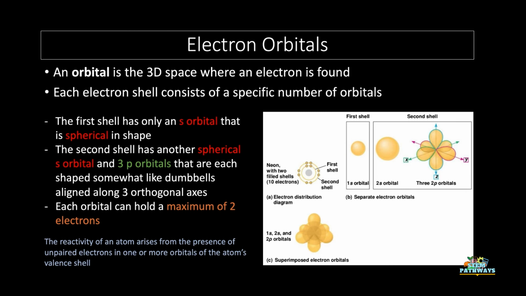A key takeaway when discussing orbitals is that no more than 2 electrons can occupy a single orbital, emphasized by the Pauli exclusion principle. And as stated at the bottom of the slide, the reactivity of an atom arises from the presence of unpaired electrons in one or more orbitals of the atom's valence shell. We will see this more when we discuss chemical bonding, and we will notice that atoms interact in a way that completes their valence shells.